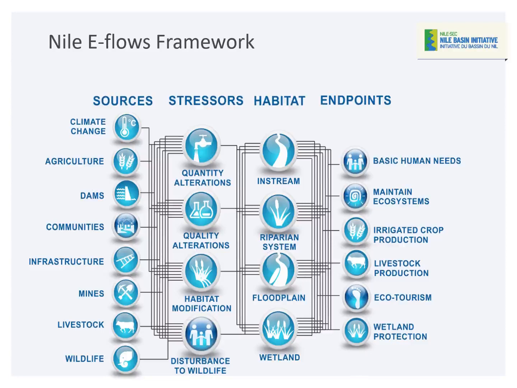water quality alterations, we have drivers like climate change, agriculture, dams, communities, infrastructure, mines, livestock and wildlife, and that they all contribute to quantity alterations, quality alterations, habitat modifications, and or disturbance to wildlife. And disturbance to wildlife is considered to be the effect of infrastructure and the activities of human communities and possibly alien invasive species. Then what we try to understand is how, when we've characterized those quantity alterations, those changes in volume, timing, duration, and frequency of flows, does that then influence these multiple receptors that occur within the in-stream environment, the riparian environment, the floodplain environment, and wetland environment?